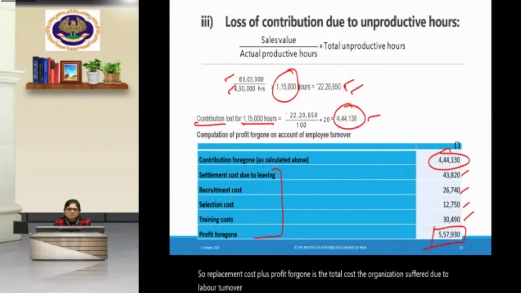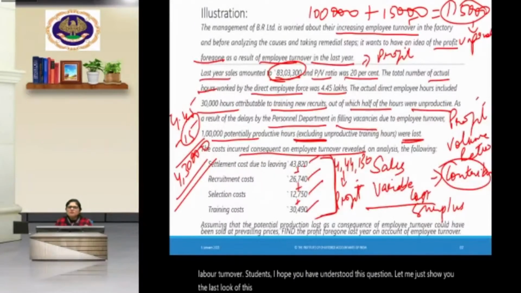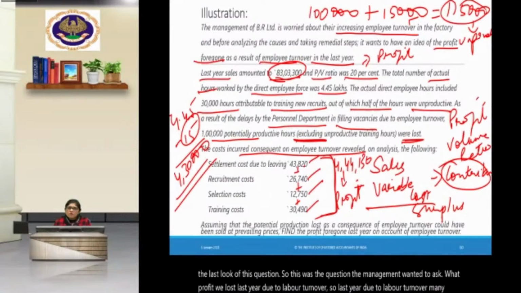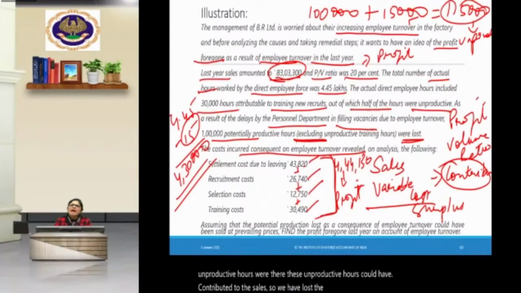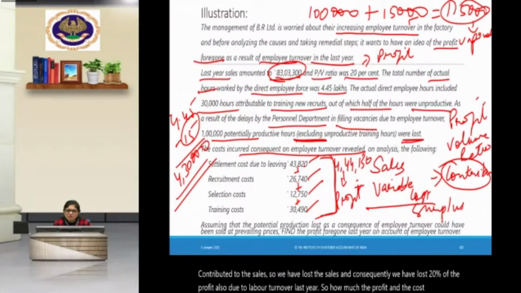Students, I hope you've understood this question. Let me just show you the last look of this question. So this was the question the management wanted to ask. What profit we lost last year due to labor turnover? So last year, due to labor turnover, many unproductive hours were there. These unproductive hours could have contributed to the sales. So we have lost the sales, and consequently, we have lost 20% of the profit also due to labor turnover last year. So how much the profit and the cost we at the organization bear?